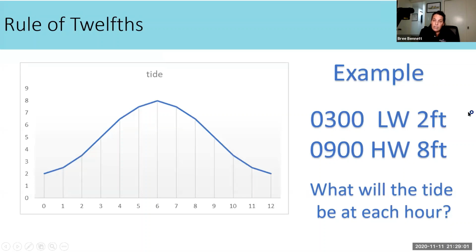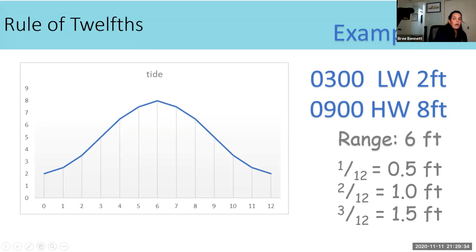So the rule of 12s is that we apply those 12th numbers to quickly calculate what the tide change will be at each hour. Let's do an example real quick. We have a low water at 0300 at 2 feet. We have a high water at 0900 at 8 feet. What will the tide change be at each hour?